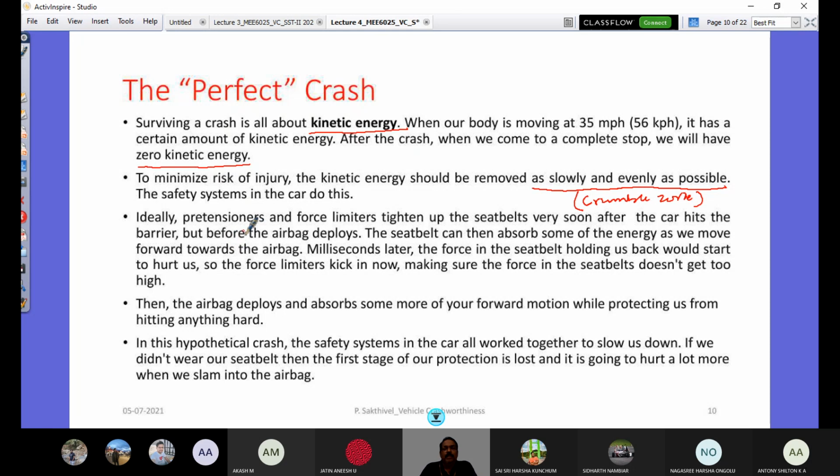Ideally, you see the pre-tensioner and force limiters. So these are part of your seat belts. They tighten up the seat belts very soon after the car hits the barrier.